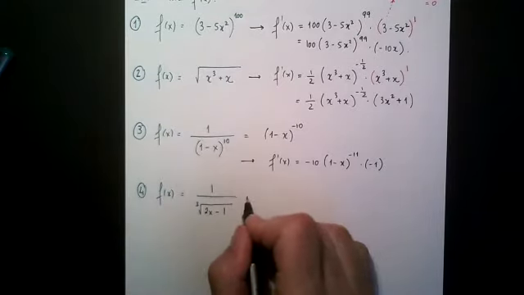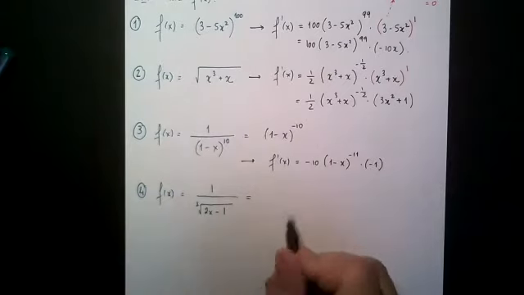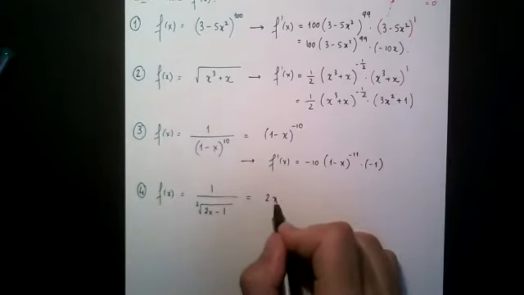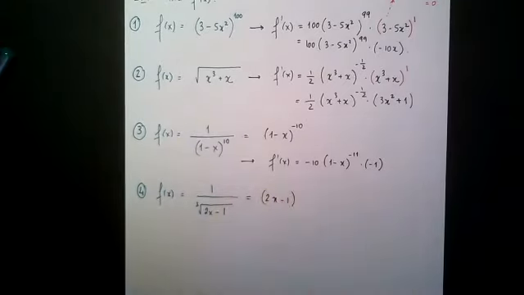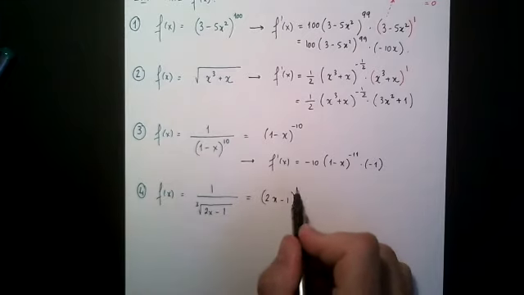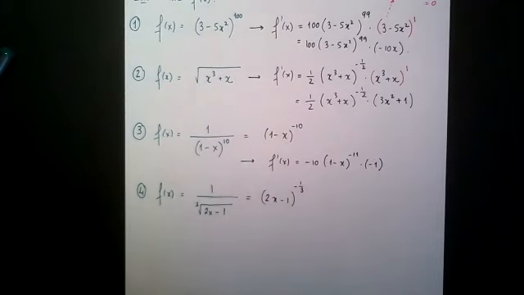So the first thing I'm going to do is write it in exponential form. So it's 2x minus 1 to the power of what? What is it? Minus 1 over 3. Very nice. Minus 1 over 3.